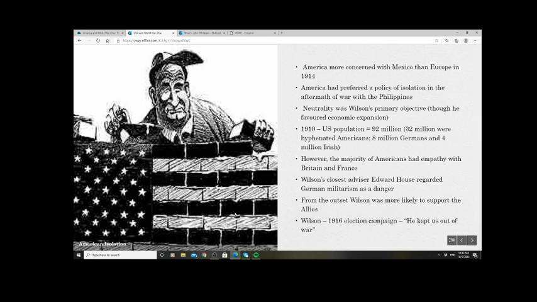But language, culture, history definitely tied Britain and the United States together, and there was an Anglophile in Wilson's administration. His closest advisor, Edward House, really despised Germany and German militarism. And you have to remember that Britain is a democracy, whereas Germany is maybe in name a democracy, but ultimately Germany is an autocratic power. It would be very hard for the United States to support that country. So from the outset, Wilson was always going to be more likely to support the Allies if war was to come America's way. But he keeps America out of the war.